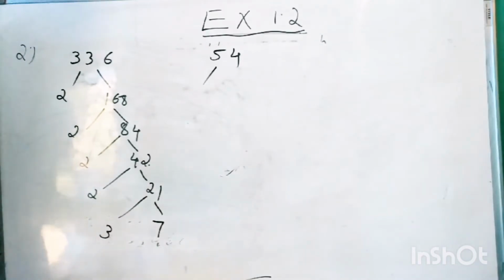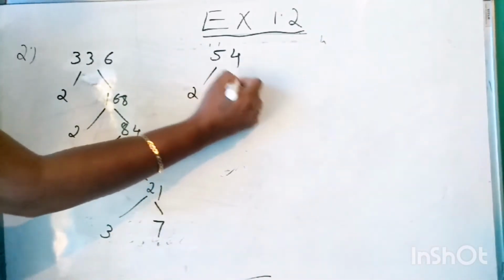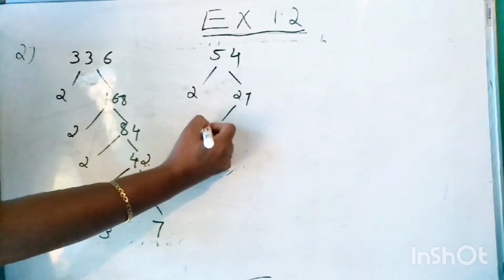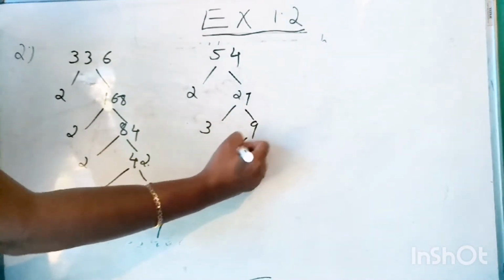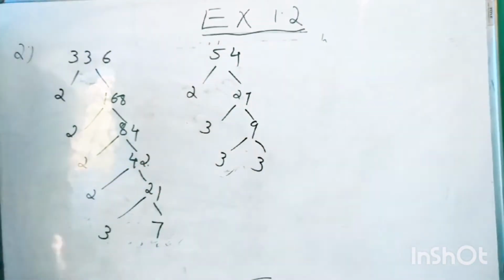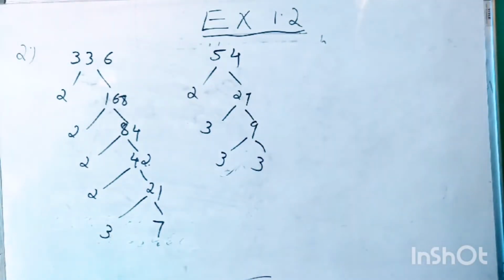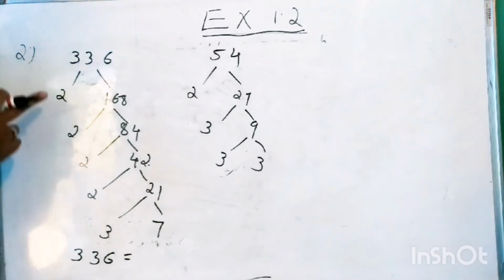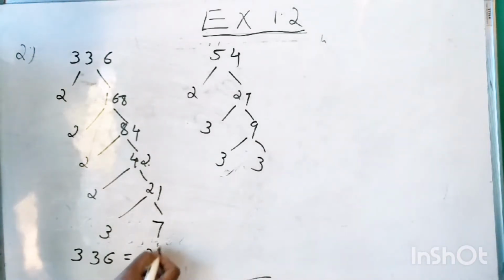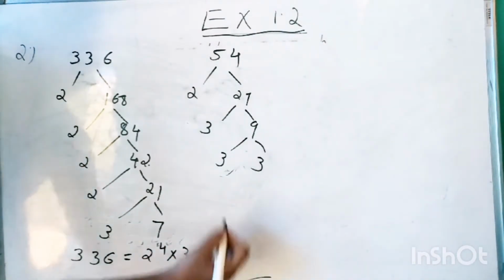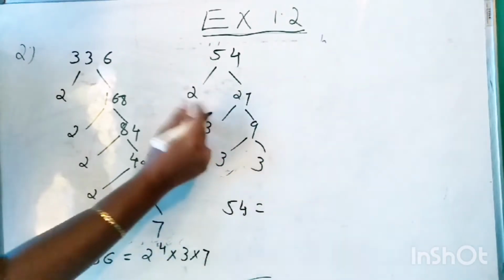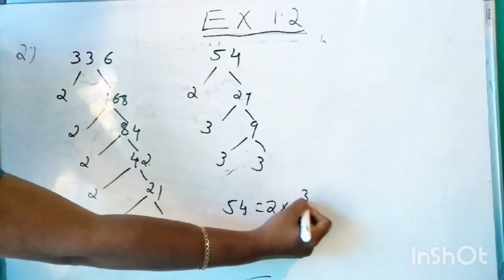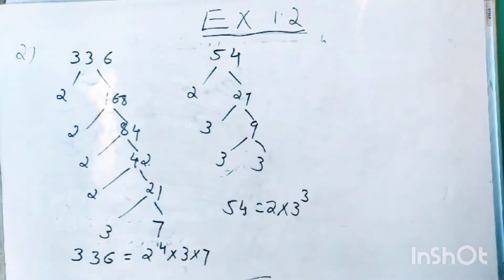And 54 we will get 2, 27, 3, 9, 3, 3. Okay, so the prime factorization corresponding to 336 is equal to 2 repeats 1, 2, 3, 4, that is 2 repeats 4 times. So we will write it as 2 raised to 4 into 3 into 7. And 54 is equal to 2 into 3 raised to 3.